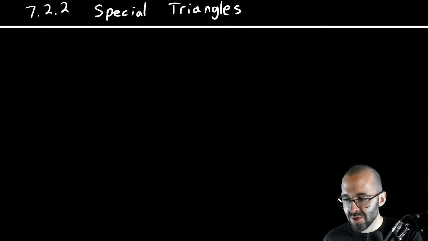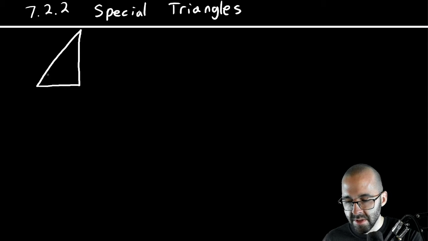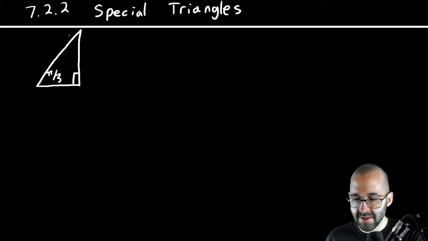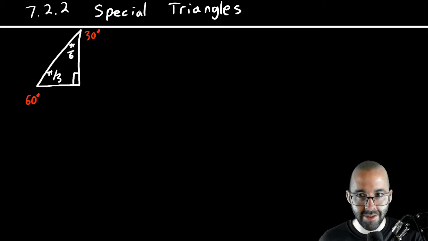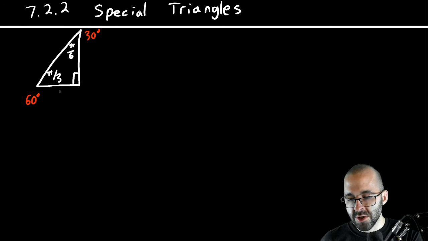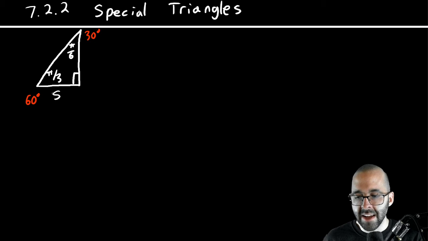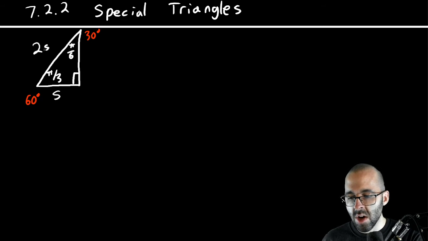Okay, so we're going to have two special triangles. The first one is a 30, 60, 90 triangle with angles pi over 3, which is 60 degrees, and pi over 6, which is 30 degrees. So again, as a side note, this right here is 60 degrees. This right here is 30 degrees, if you are a little uncomfortable with radians for now. And then this has this very special relationship. So the short side is going to be S, and the hypotenuse is always double whatever S is.